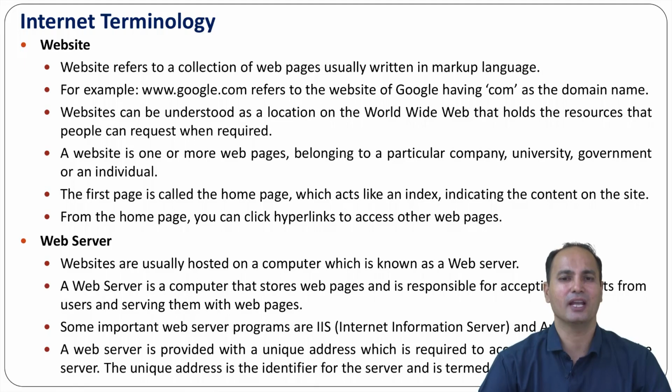Websites can be understood as a location on the World Wide Web that holds the resources that people can request whenever required. It is a location from where people can access the data from the server. A website is one or more web pages belonging to a particular company, organization, institution, or government organization as well. The first page is called the home page, which acts like an index indicating the content on this site. From the home page, you can navigate to another page back and forth.